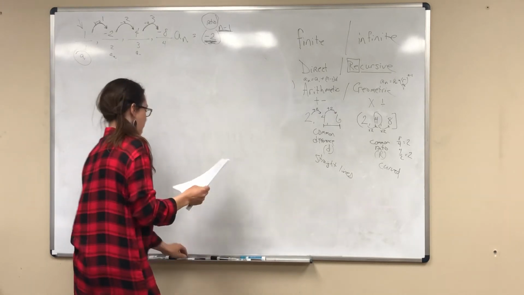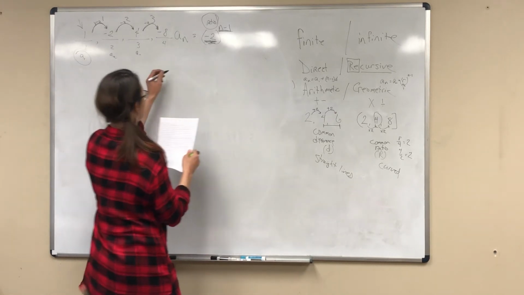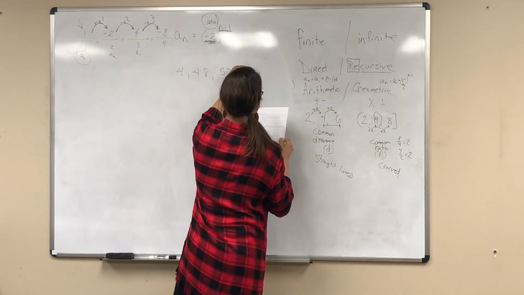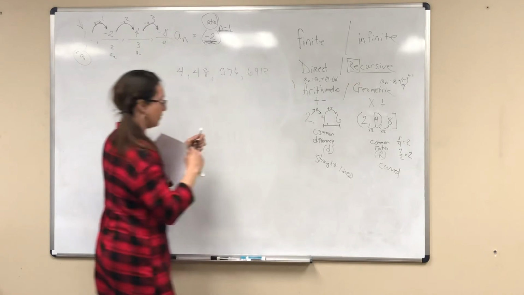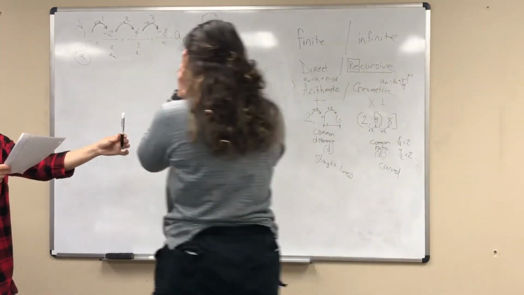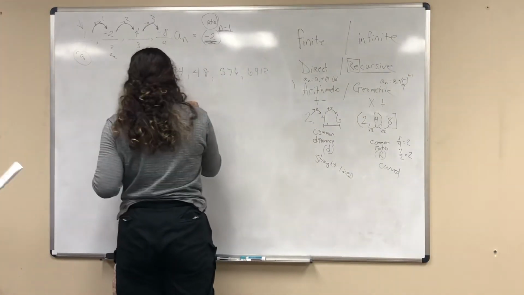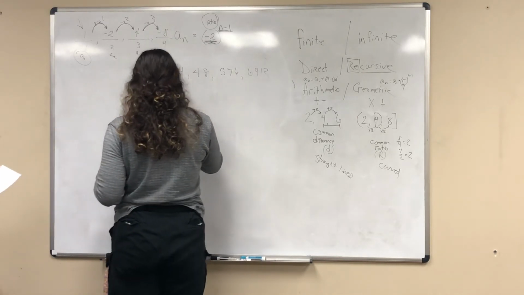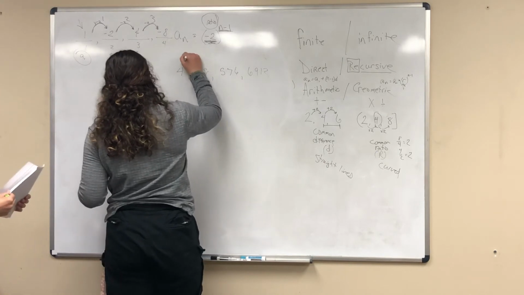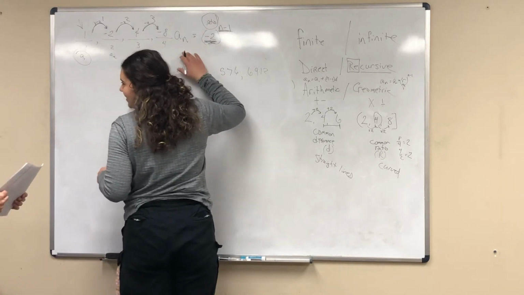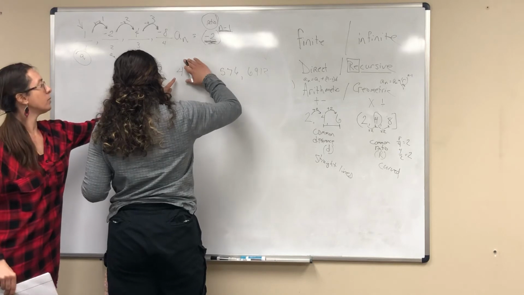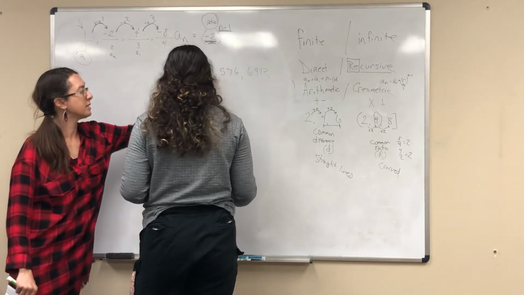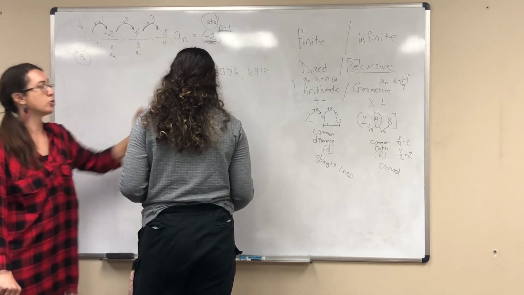Nazarene, come do this one. 4, 48, 576, 6,912. The first thing you need to find out is what is the sequence doing? Is it adding? Well, if I went from 48 minus 4, that would be 44. Is the difference here 44? No, so it's not adding.